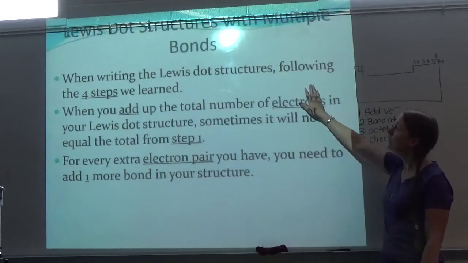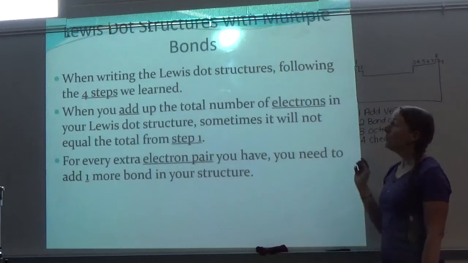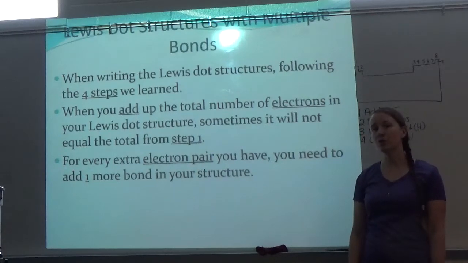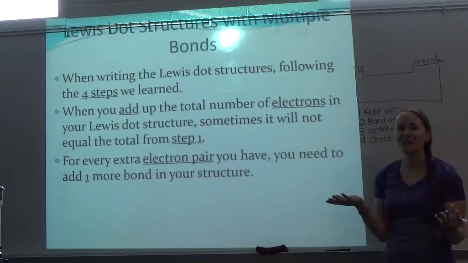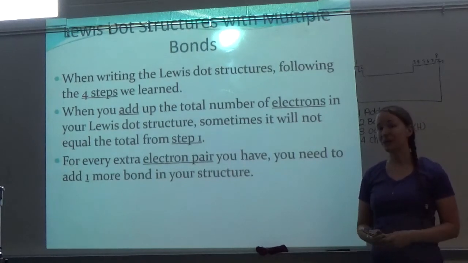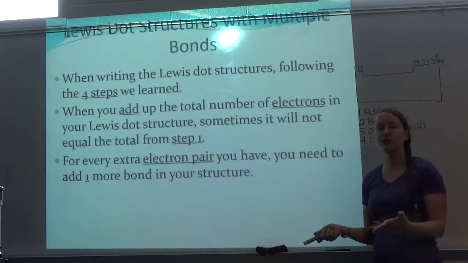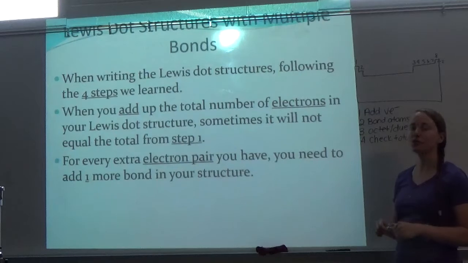Alright, so when writing Lewis dot structures, follow the 4 steps that we already learned in the previous video. However, when you add up the total number of electrons in your Lewis dot structure, sometimes it's not going to equal your total from step 1. So if you watched the previous lesson video, every time we got to step 4 and checked our total, it magically worked out that it equaled the total from step 1. Sometimes that doesn't happen. Now sometimes it's because you might have made a mistake. You might have actually tried to give hydrogen an octet instead of a duet or something like that. Maybe you added up your valence electrons wrong.